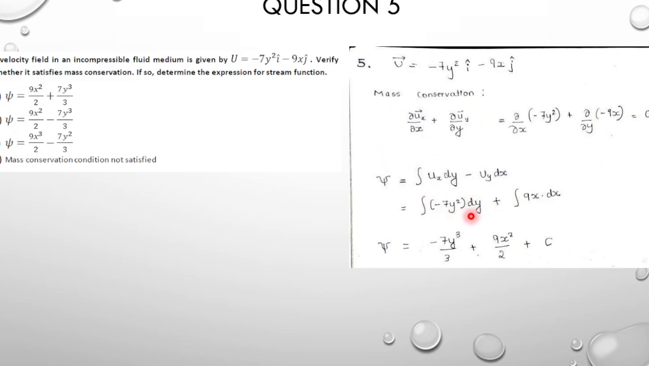So if you just substitute again these values and the integral, it comes out to be minus 7y cube plus 9x square, plus some constant value. Here they have not given the constants, so let us ignore that. Minus 7y cube by 3 and plus 9x square by 2. I think it should be option number B. So the correct answer is option number B.